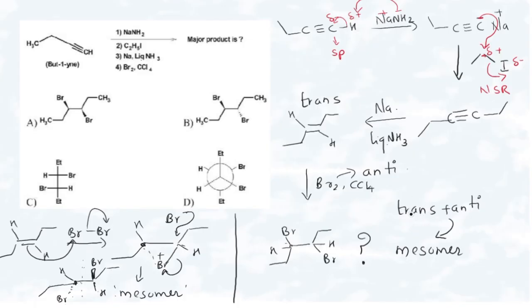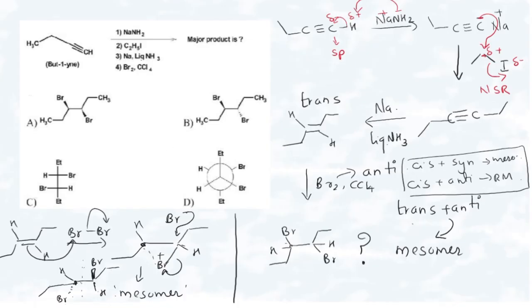Say, for example, if the molecule is cis and the addition is anti, you are going to get the racemic mixture. If the molecule is cis and if the addition is syn, then we are going to get the meso compound. In the same way, trans and syn will also give the racemic mixture. So this you have to memorize to know the stereochemistry of the products.